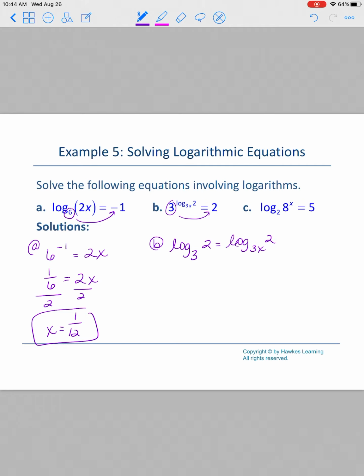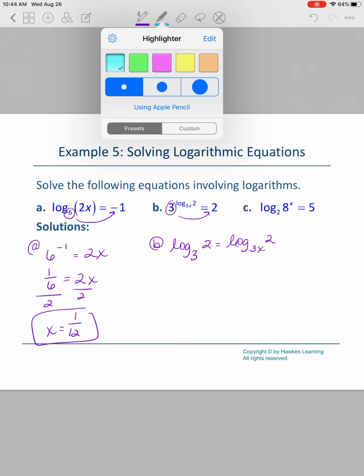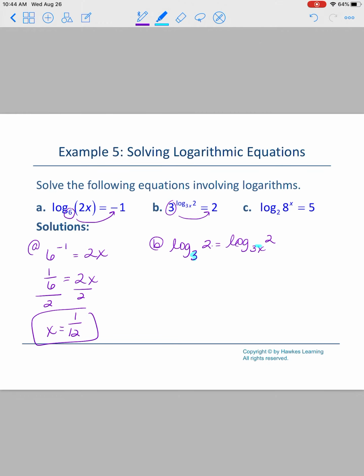Now there's a principle that says that if I have the log and the exponents are the same, then all I have to do is take the bases of 3 and 3x, and they are equal to each other. So since this main part here was the same, then the bases equal each other. So 3 is going to equal 3x. And divide by 3, and so x equals 1.